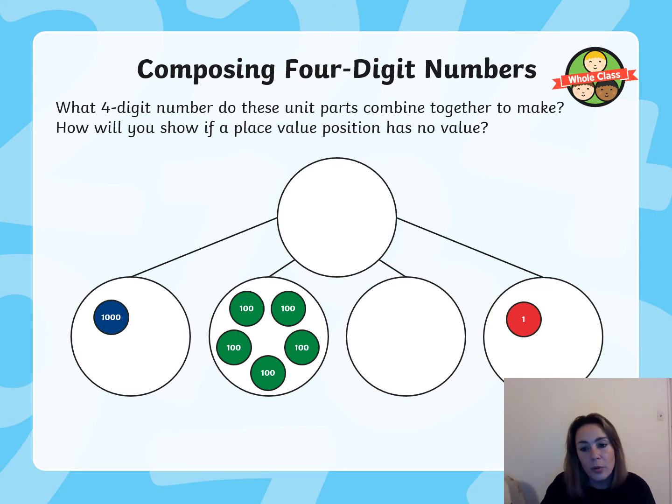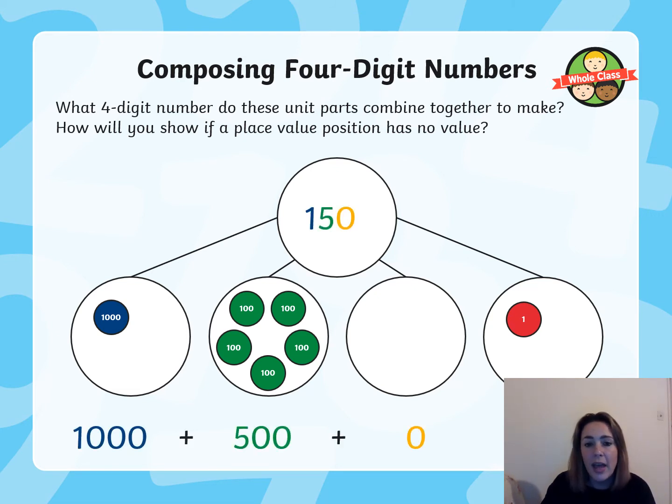This part-part-whole model is interesting. It's quite tricky because one of them does not have anything in at all. We need to remember that you cannot just leave that blank. You need to remember your 0 as your placeholder. Let's have a look at this one. 1,500. We don't have any tens, but you still need to remember to put that 0, otherwise you'll be working with a 3-digit number, not a 4-digit number. And 1. So it's 1,501.